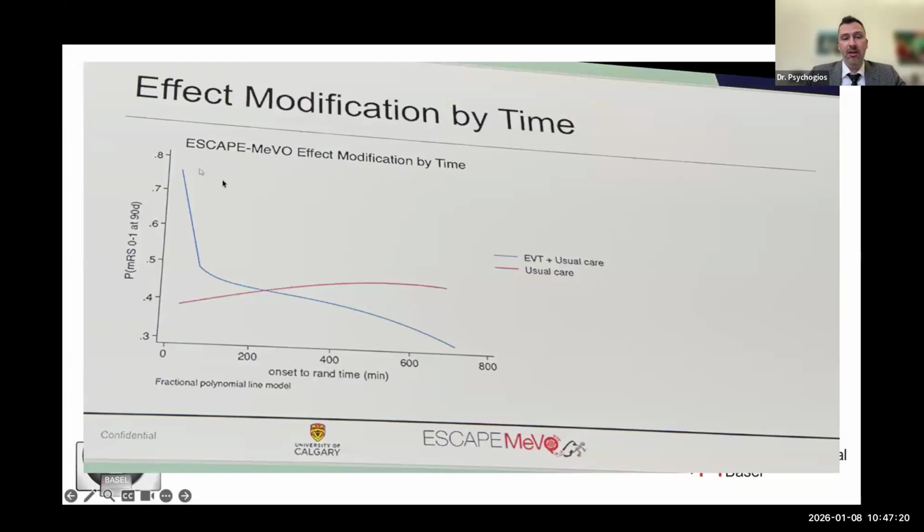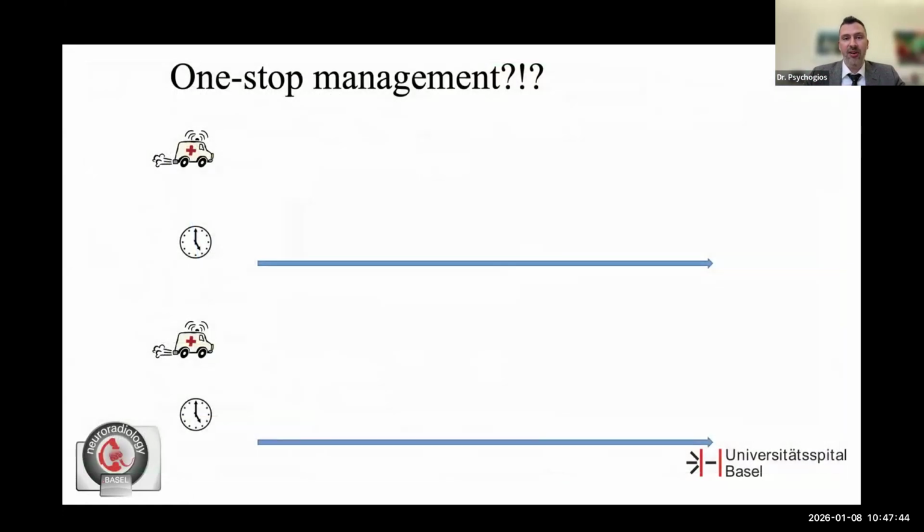And maybe it's even more important for MeVO patients, as you can see here in this analysis of the ESCAPE-MeVO trial, showing that in the early window there is a modification of the treatment effect by time. So again, this is not proven yet, but this could also show us we have to be even faster with MeVOs.